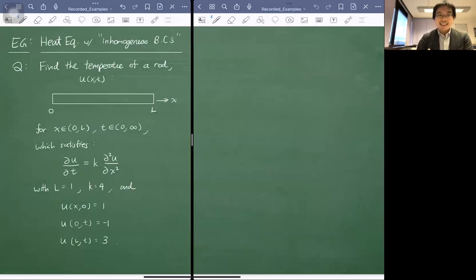Okay, so this is an example with a heat equation with so-called inhomogeneous boundary conditions. That refers to the fact that the boundary conditions over here are not zero. Okay, so let's see how we will attack this and what's different from a standard heat equation.